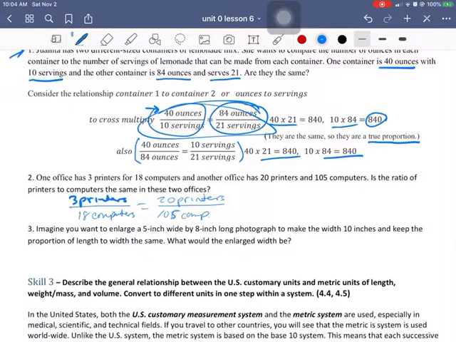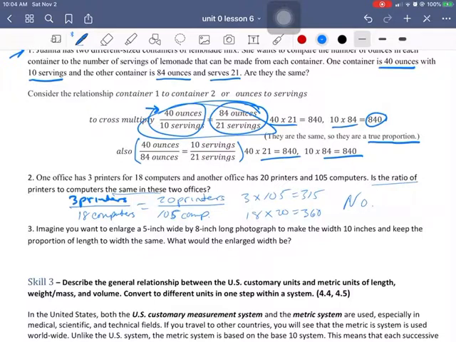And it says, is the ratio of printers to computers the same in these 2 offices? So if people are complaining they have more printers than we have, that kind of thing. Let's see, it'd just be 3 times 105 equals 315, and 18 times 20 equals 360. It just asks if they're the same, and you can just clearly say no.